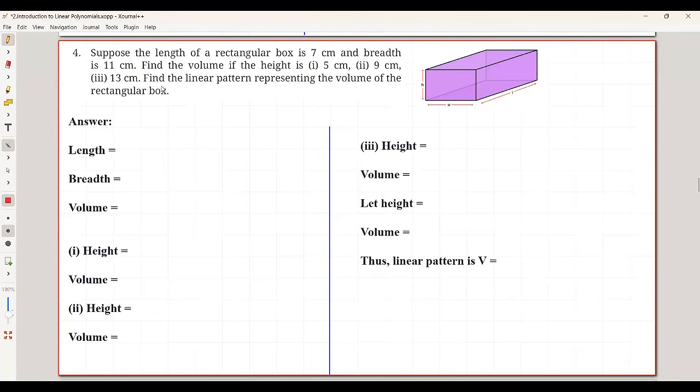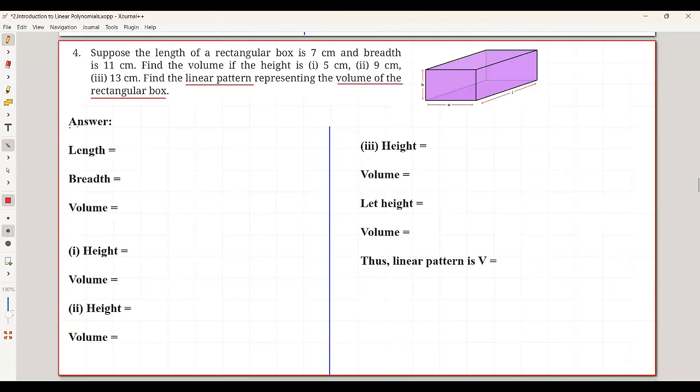Question number 4. Suppose the length of a rectangular box is 7 centimeter and the breadth is 11 centimeter. Find the volume if the height is 5 centimeter, second 9 centimeter, third 13 centimeter. Find the linear pattern representing the volume of the rectangular box.